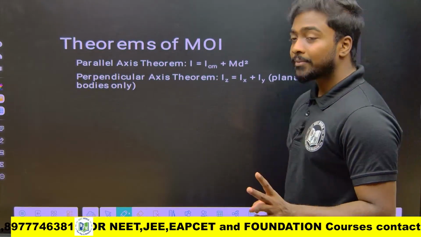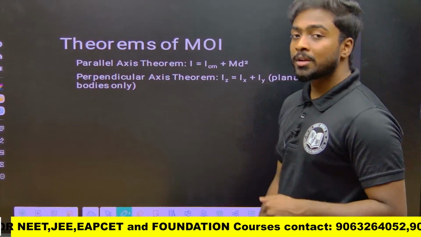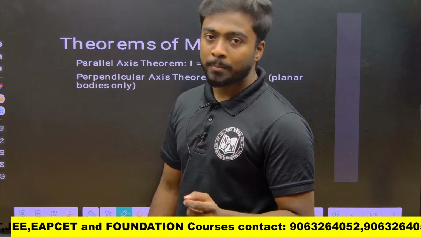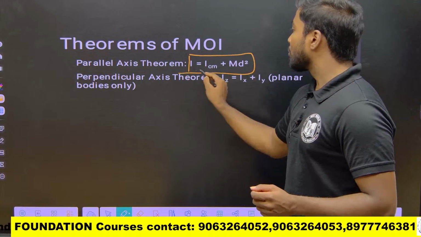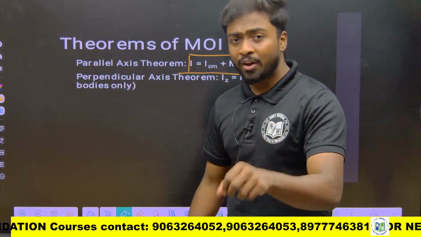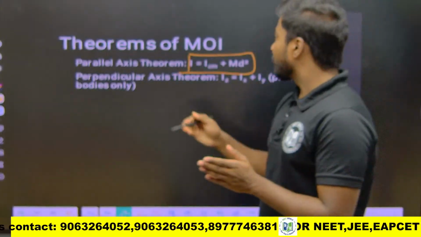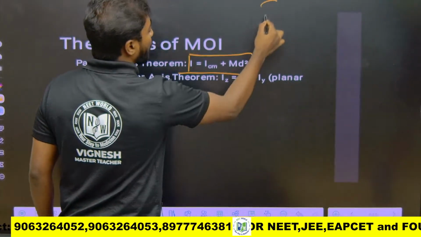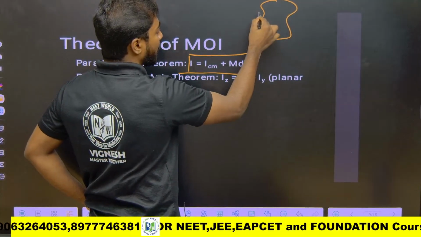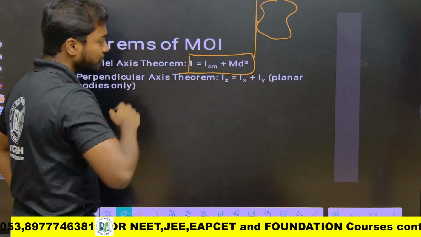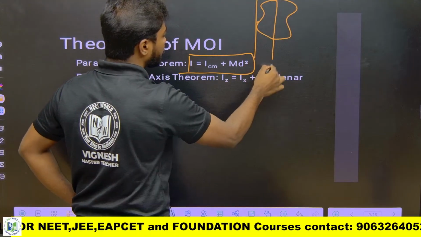So theorems of moment of inertia. Two theorems are there: the parallel axis theorem and the perpendicular axis theorem, which are most useful for solving problems. For the parallel axis theorem, I is equal to I center of mass of the given object plus m d square, where d is the distance from where you are considering. Suppose an object is given like this, and I want to find the moment of inertia about this axis from this point.